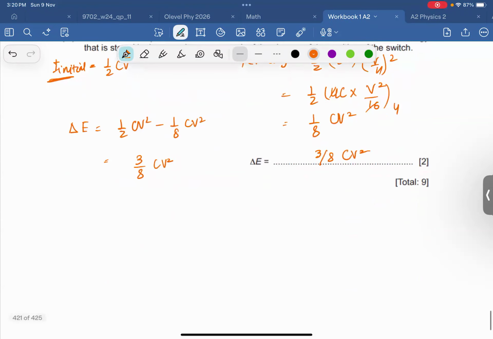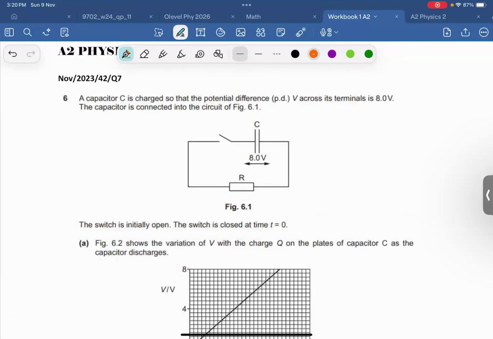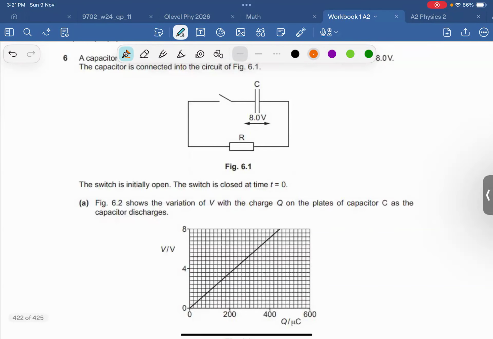Now, moving on to this question. The capacitor C is charged so that the potential difference across the terminal is 8 volt. The switch is initially open. The switch is closed at time t equals to 0. Show the variation.